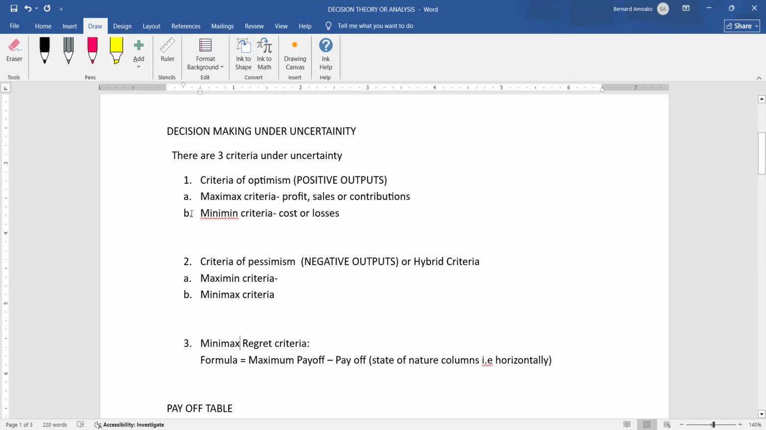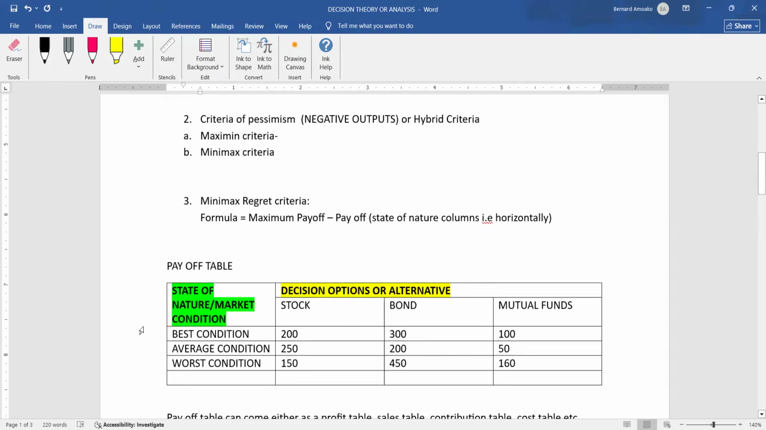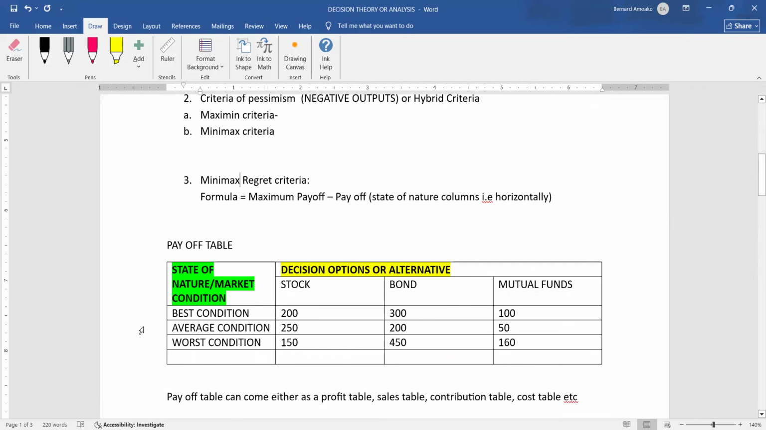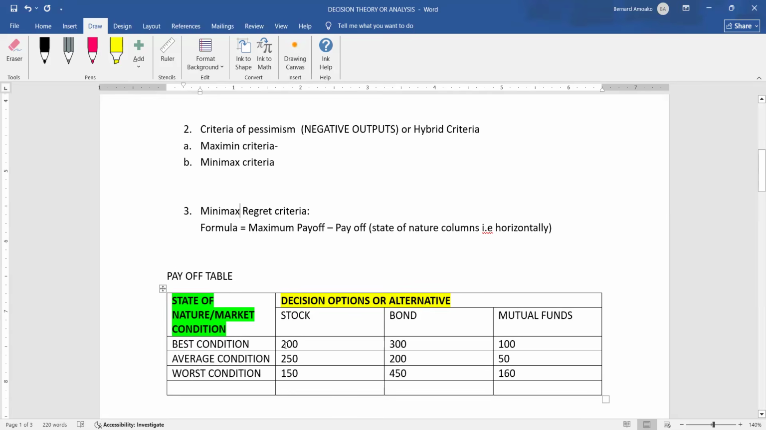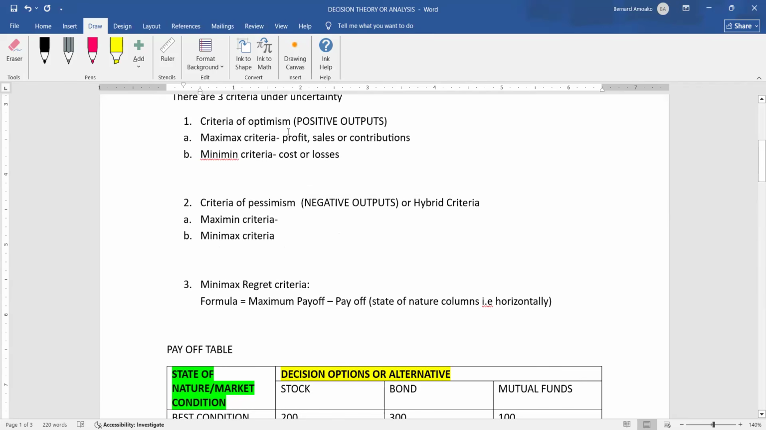But then before we can do any of these things that we are talking about, we need to determine what we call the payoff table. Now, if you are fortunate, some questions will give you the payoffs. So what you find inside here as the figures are what we call the payoffs, and we use them to determine the payoff table. Now, the payoffs can be determined for you in the question. Other times, they would ask you to determine the payoff yourself. And that is what I'm saying, that the payoff figures can either be a profit figure, a sales figure, or a contribution figure.